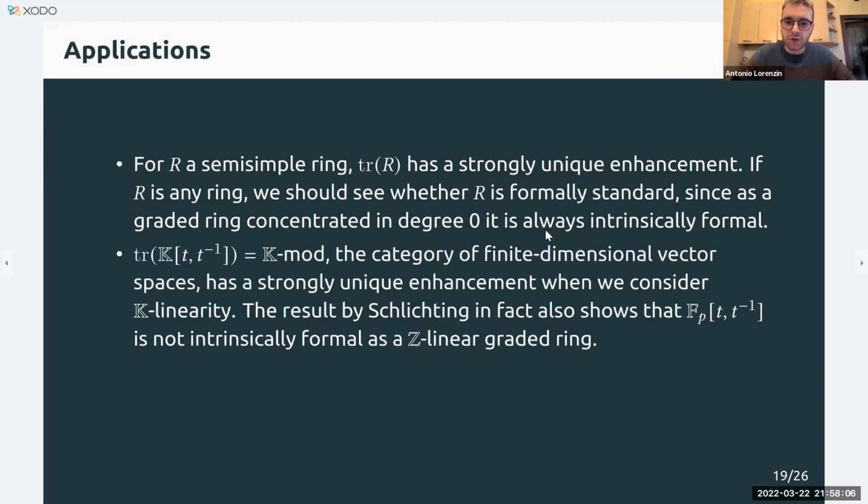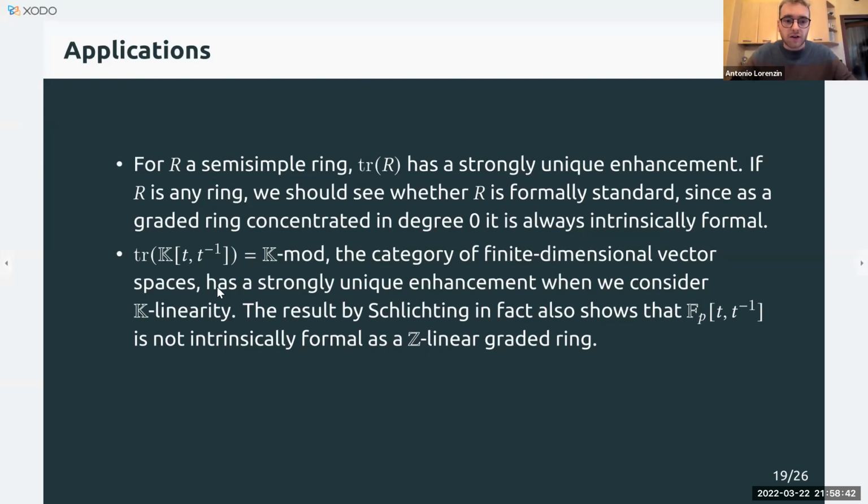It becomes rather tricky when we consider real graded rings. But in the case of K-mod, the category of finite dimensional vector spaces, we have a strongly unique enhancement when we consider K-linearity. And as I mentioned before, the result by Schlichting in fact also shows that Fp((t)), where Fp is the field with p elements and p a prime, is not intrinsically formal as a Z-linear graded ring.